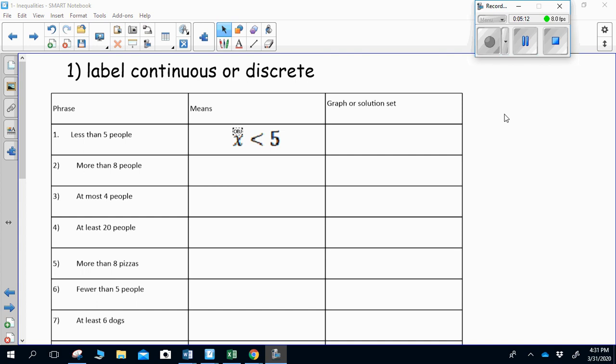All right, so remember that continuous means that it could be any number of things in between, and discrete means it can only be certain values. So for example, for people, that's always going to be discrete.